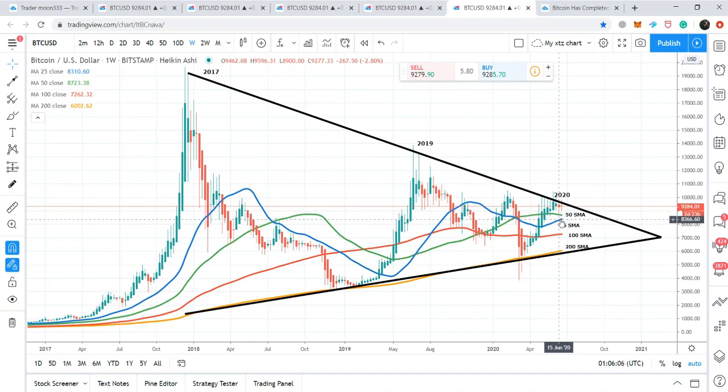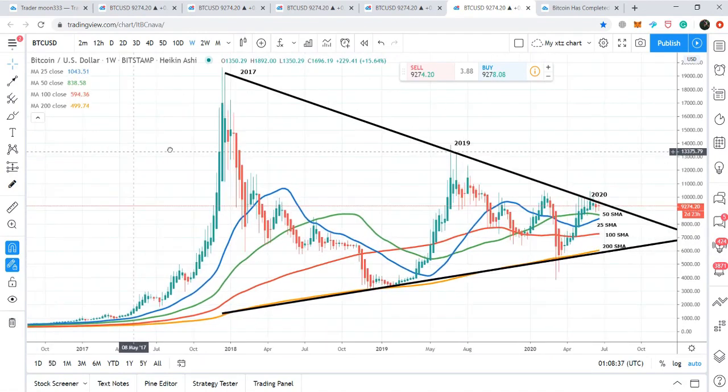If it is broken down, then we will have another support of the 25 simple moving average at almost $8,200, and then the 100 simple moving average is at $7,200. Then we have the 200 simple moving average support, where we have the support of this triangle as well, that is at $6,000. And this $6,000 is our last and final, a really very strong support, because we have the 200 simple moving average here.